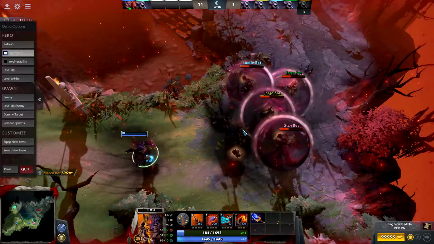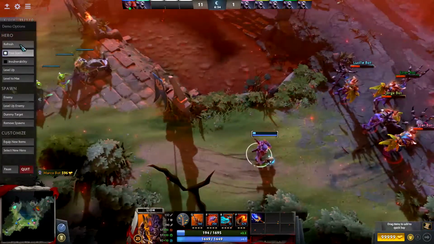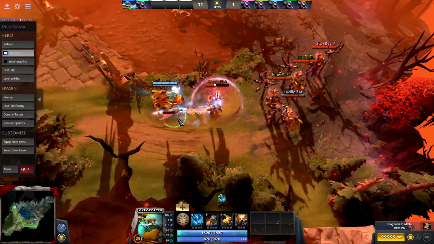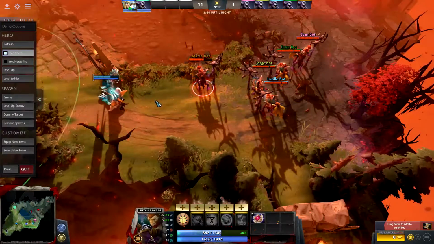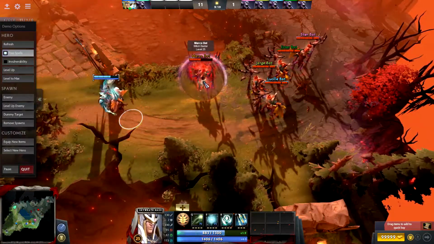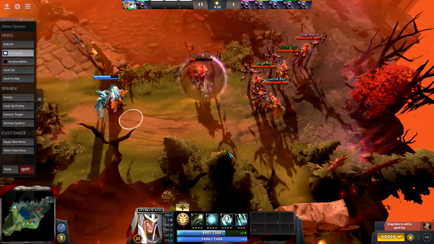Also important to note is that AoE spells or single targets with multiple leaps are not going to be reflected fully by Lotus Orb. Bear this in mind when buying Lotus Orb against heroes that do not cast single target spells, like Skywrath Mage or sometimes Gyrocopter.